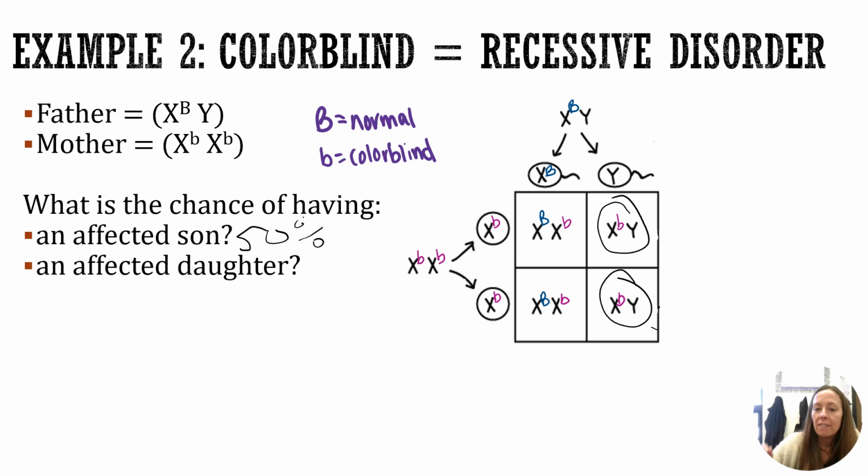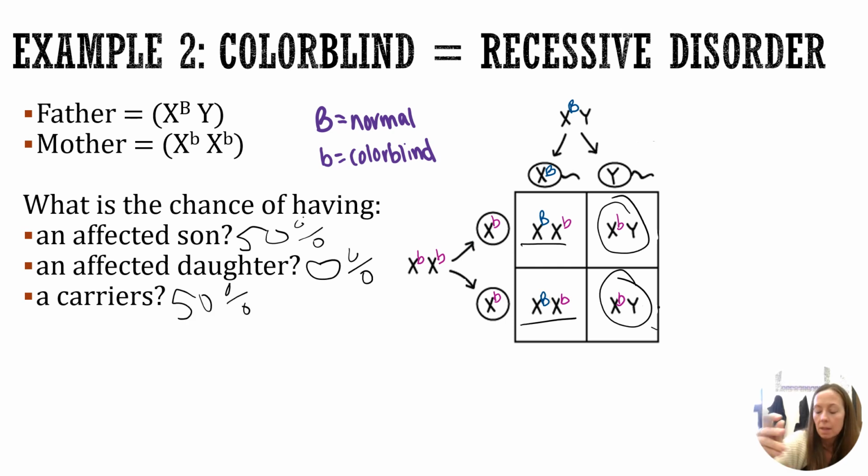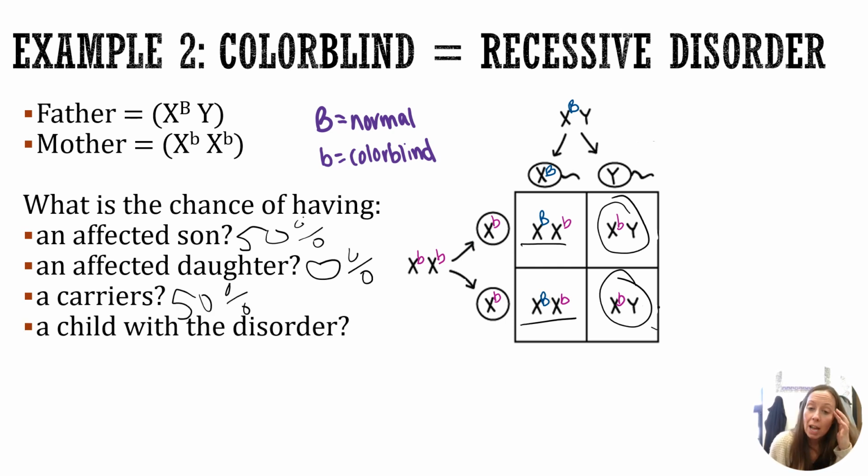What's the chance of having an affected daughter? 0. None of them are affected. What's the chance of having a carrier? These 2 carry it, right? So that would be 50%. What's the chance of having a child with the disorder? Only 2 of these have it.